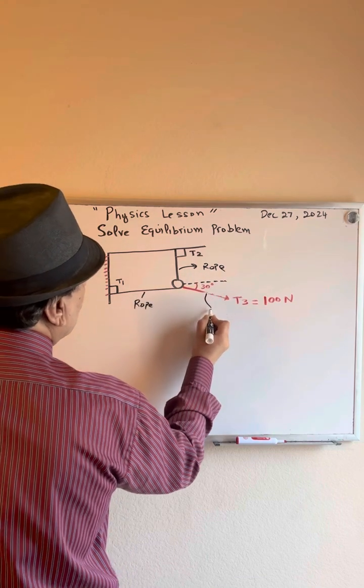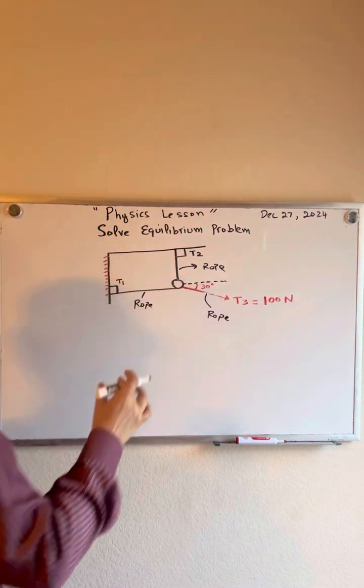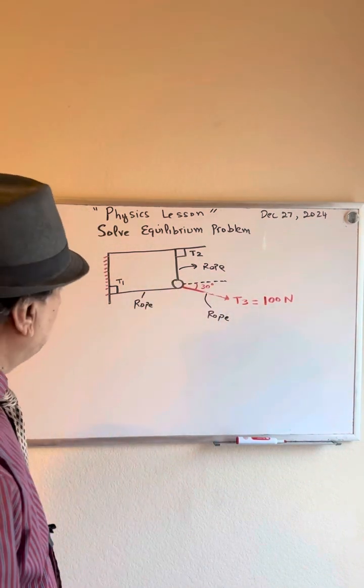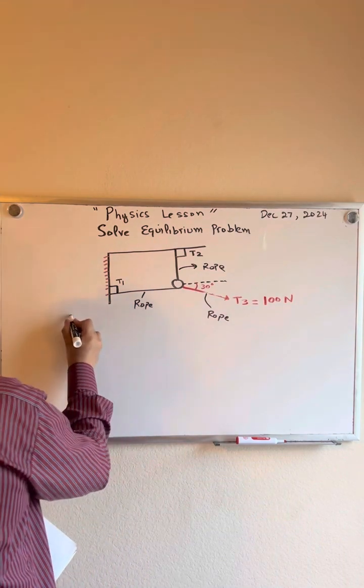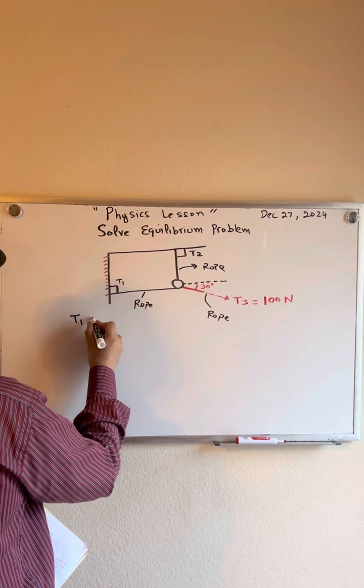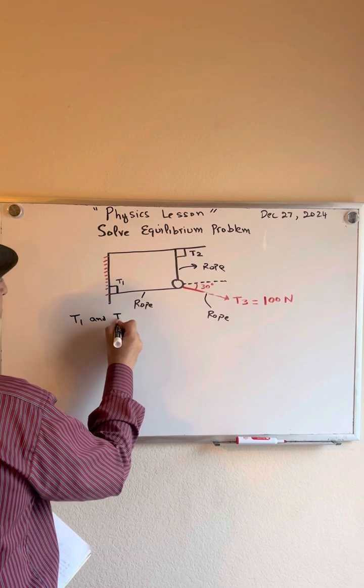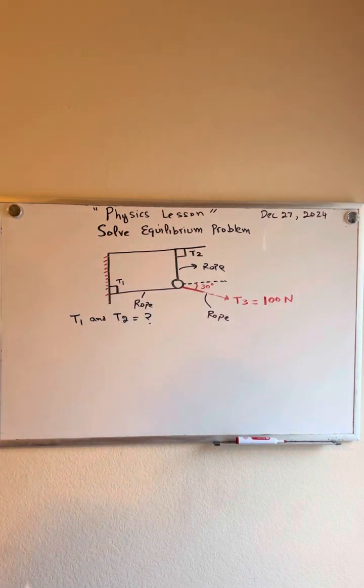And this is also a rope. And this ball right here, a metal ball, is in equilibrium. What they want us to do is find T1, the tension in this rope, and T2. That's what we need to find. So how would we do that? How would we find that?